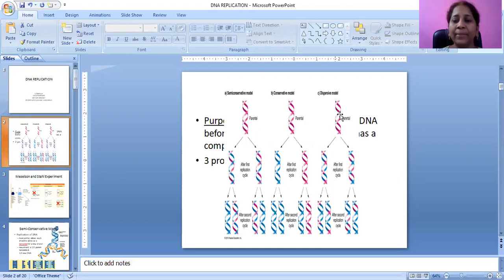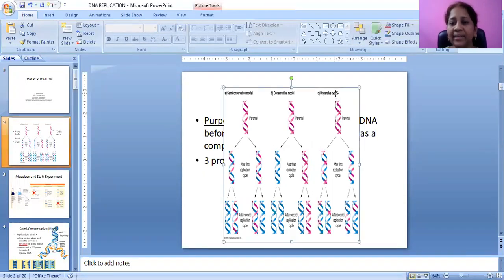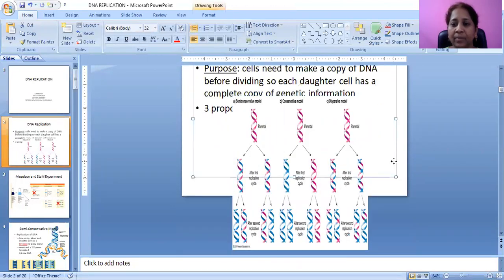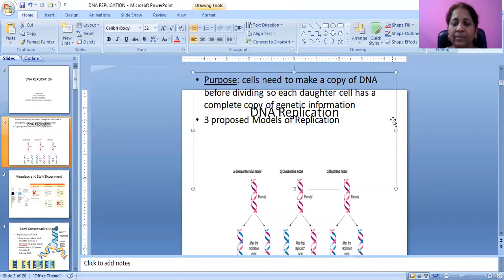What is the purpose of DNA replication? DNA replication has a purpose. What is that purpose? Cells need to make a copy of DNA before dividing, so each daughter cell has a complete copy of genetic information.